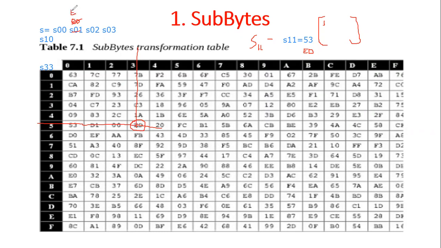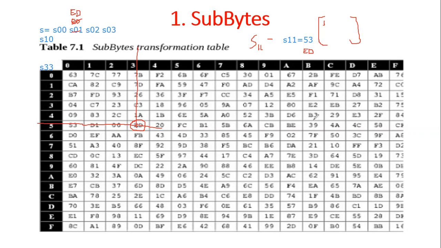Likewise, we check every byte, every value of the state, and look in the given SubBytes transformation table, and we substitute that value based on this table. The SubBytes transformation definitely provides a confusion effect.